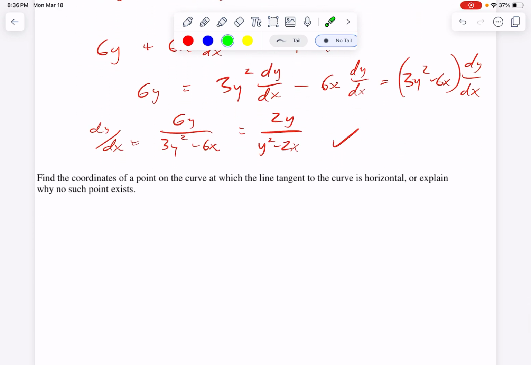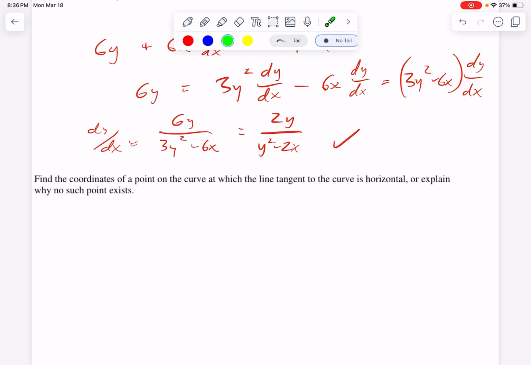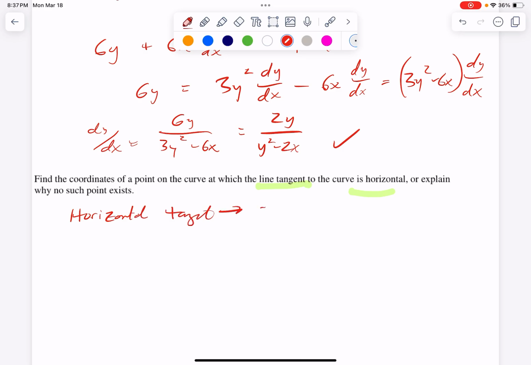Okay, now find the coordinates of a point on the curve at which the line tangent to the curve is horizontal, or explain why no such point exists. So again, we don't really know what this looks like. We're going to need to use principles. And I know that if there is a tangent line that is horizontal, that means dy/dx is equal to 0. So horizontal tangent, let me communicate that fact. Maybe that'll get me a point in case I make a mistake on the computation. Horizontal tangent means dy/dx is equal to 0.